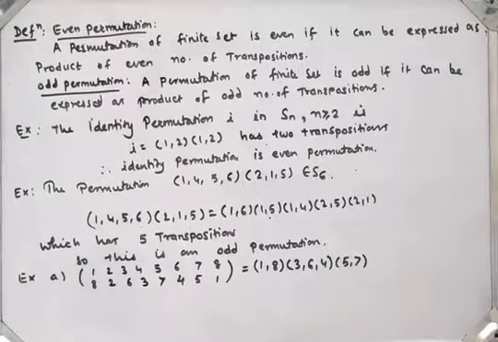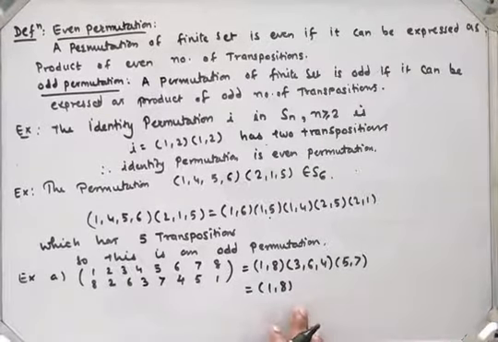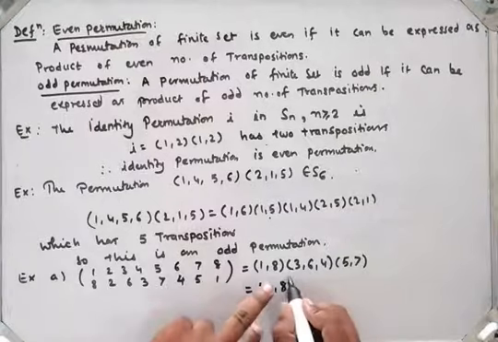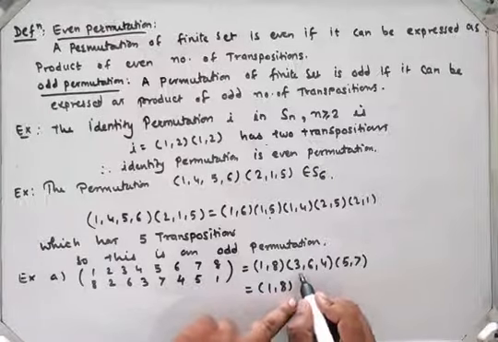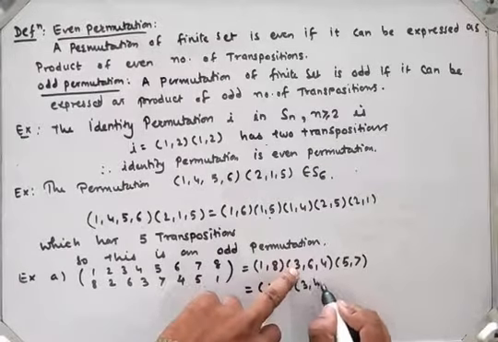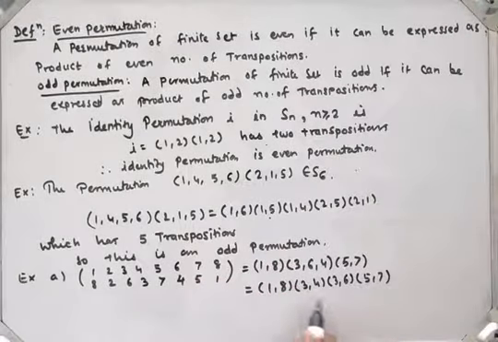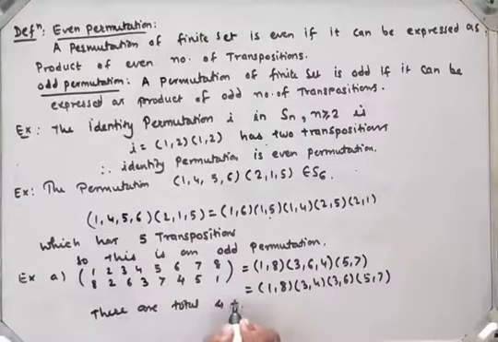Now to find the transpositions, this is a product of disjoint cycles. So I write (1 8). The 3-cycle can be written as a product of transpositions: (3 4)(3 6), and (5 7). So how many transpositions are there in total? There are 4 transpositions in total.